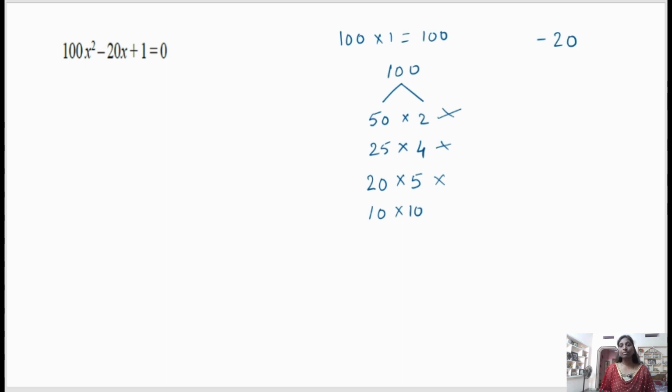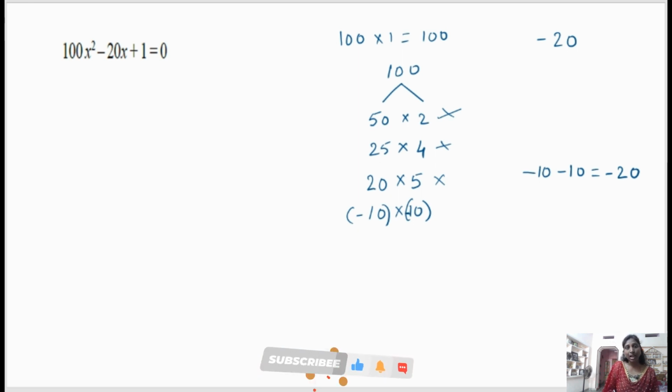But we want minus 20. It means what? Minus 10 will give you minus 20. Okay, it means we have to take a minus sign here, minus 10 and minus 10. If we multiply minus 10 and minus 10, we will get 100 also. It means the required numbers are minus 10 and minus 10.